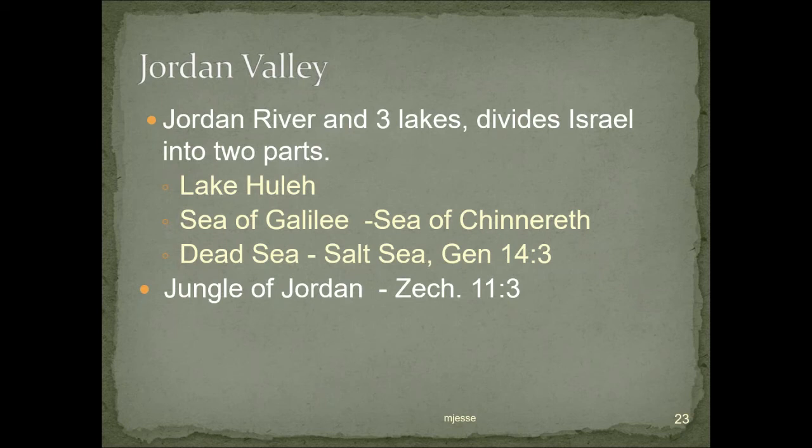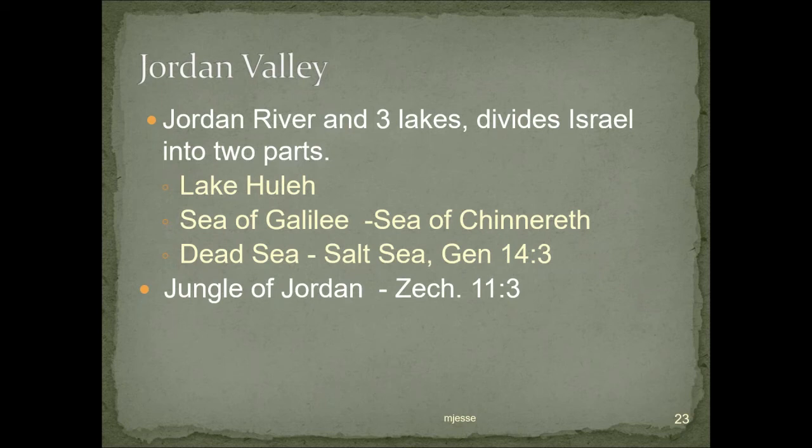So the Jordan River meanders about 200 miles between the Sea of Galilee and the Dead Sea. And that area was referred to as the Jungle of Jordan. We find a reference to that in Zechariah chapter 11, verse 3, because in ancient times, it was a heavily treed and forested area.